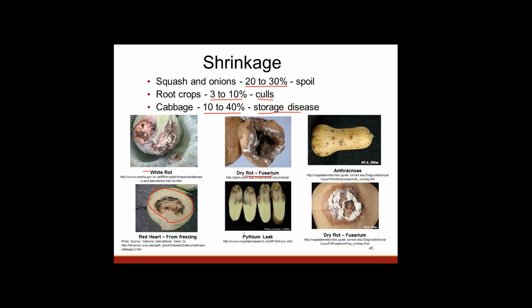Here's another one down here. It shows this was probably from a nick or a cut on one end, and the rot's coming through. With winter squash, it's often just because it's either stored at the wrong temperature or stored too long. So anthracnose or dry rot are some examples.